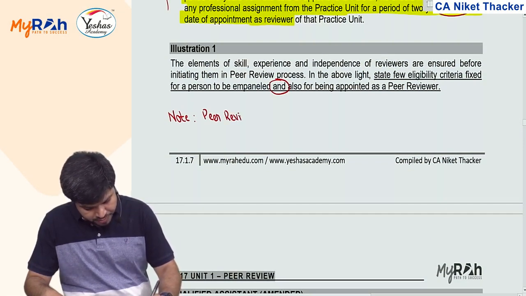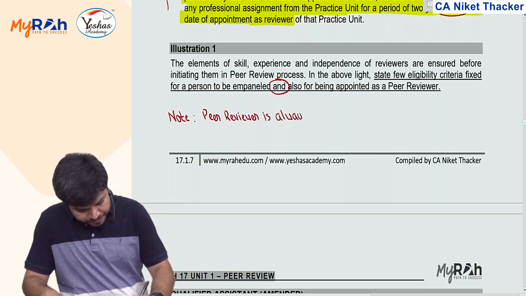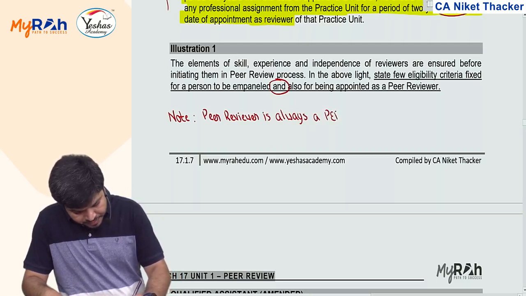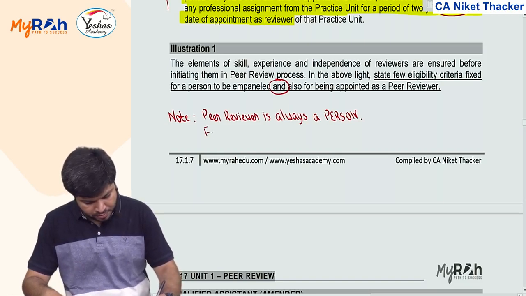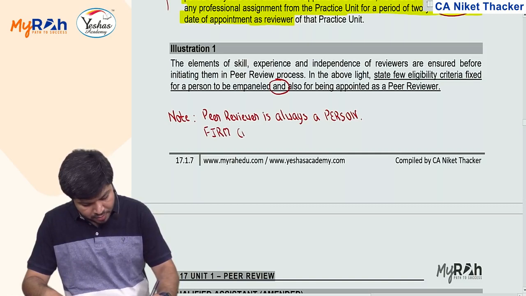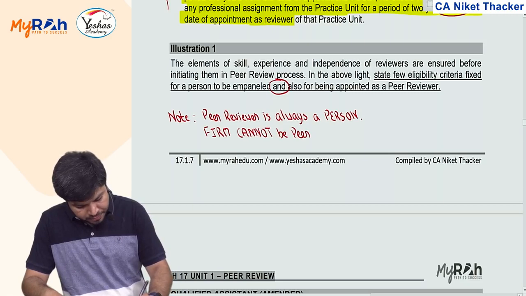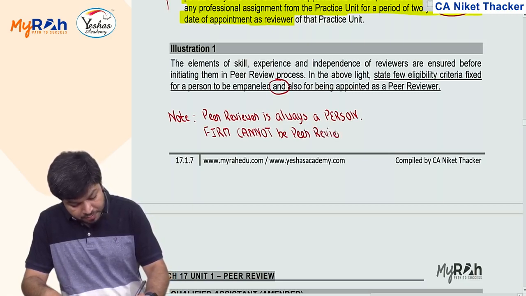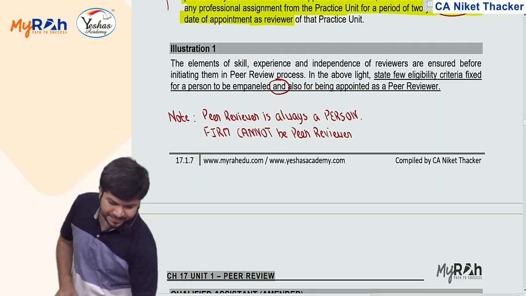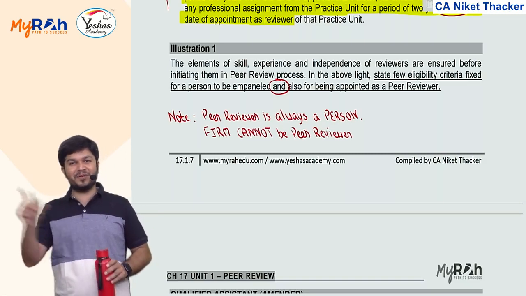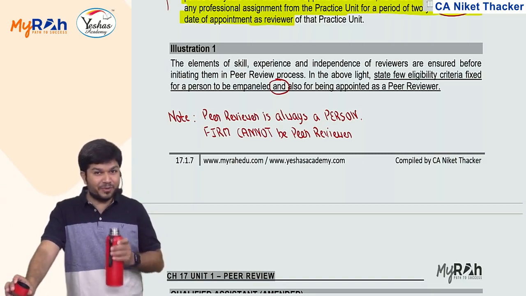Peer reviewer is always a person. Firm cannot be a reviewer. So peer reviewer is a person, and a firm cannot be a peer reviewer. One firm going and checking the work of another firm, no.